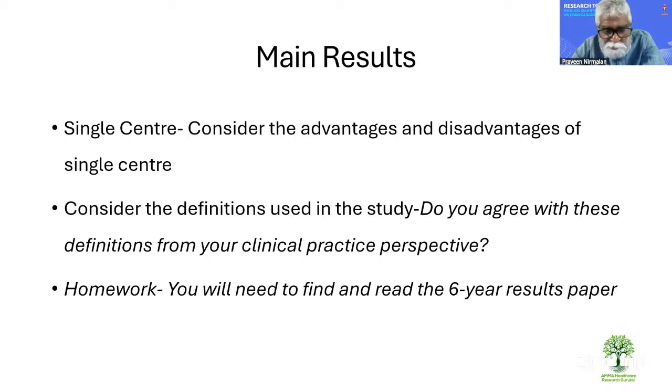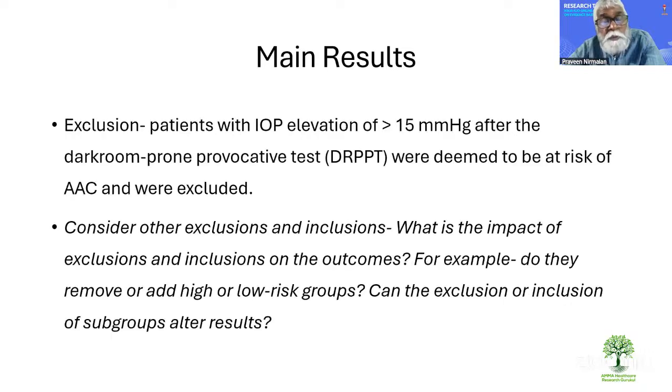So as a homework, you can find and read the 6-year results paper, and you could look at the definitions. The 14-year paper does not give too much about the definitions part because they have already described that in the 6-year paper. You look at who is being included, you look at who is being excluded from the trial. In this particular trial, they had excluded patients with an IOP elevation of more than 15 millimeters of mercury after the darkroom prone provocative test.